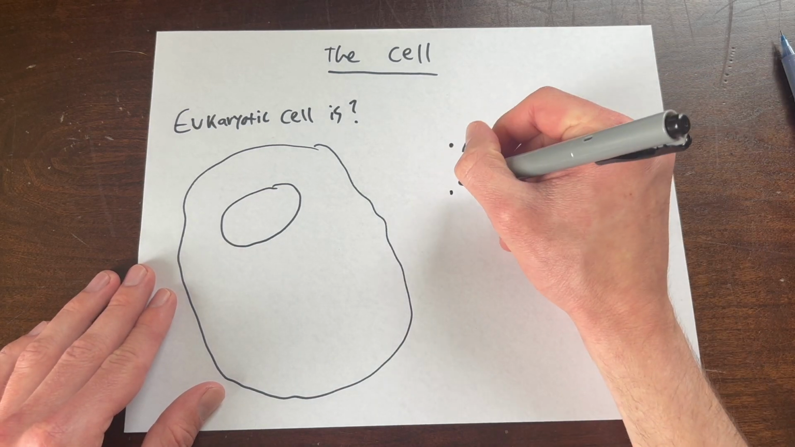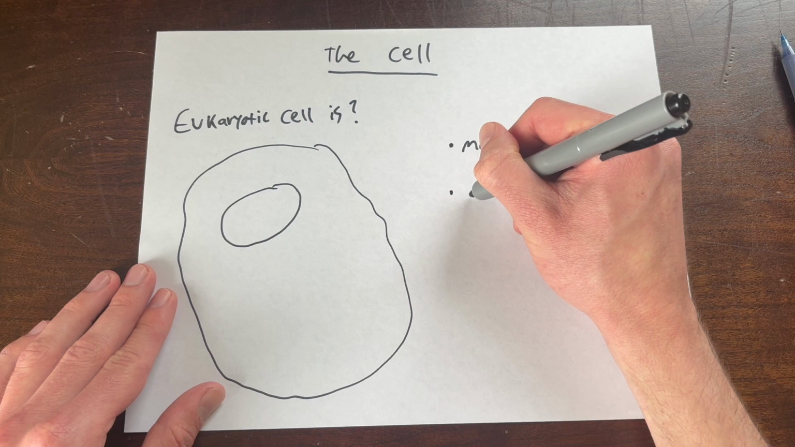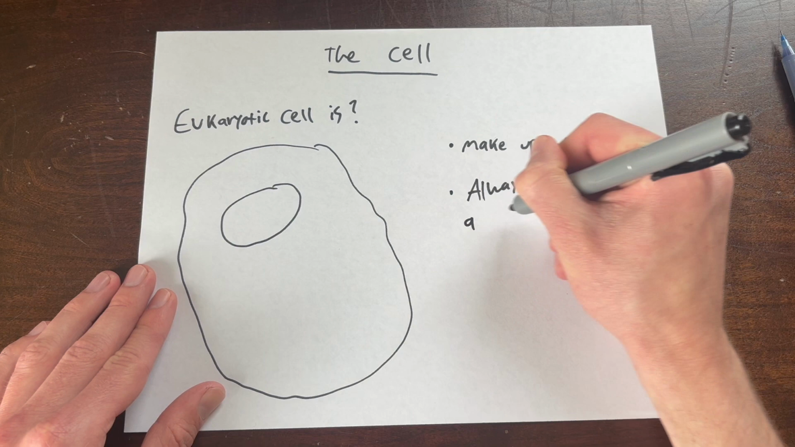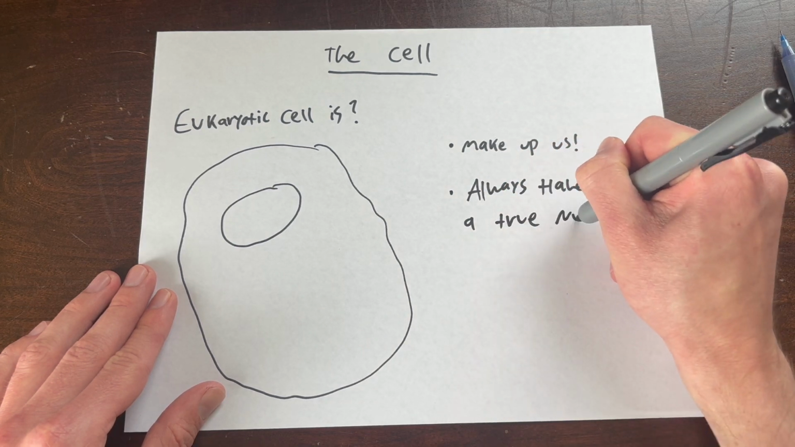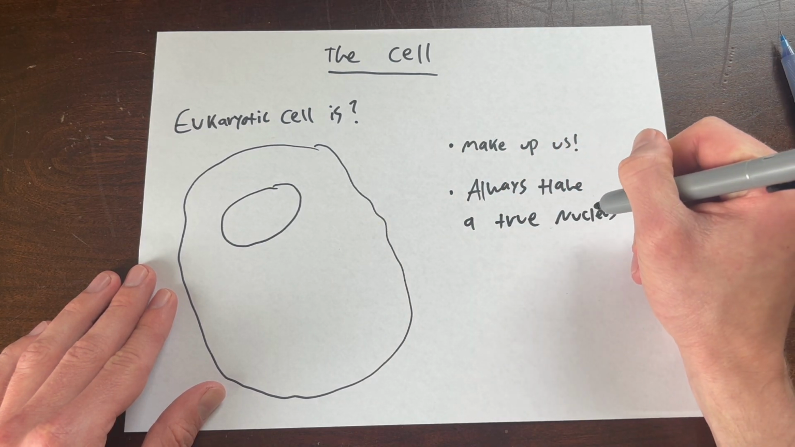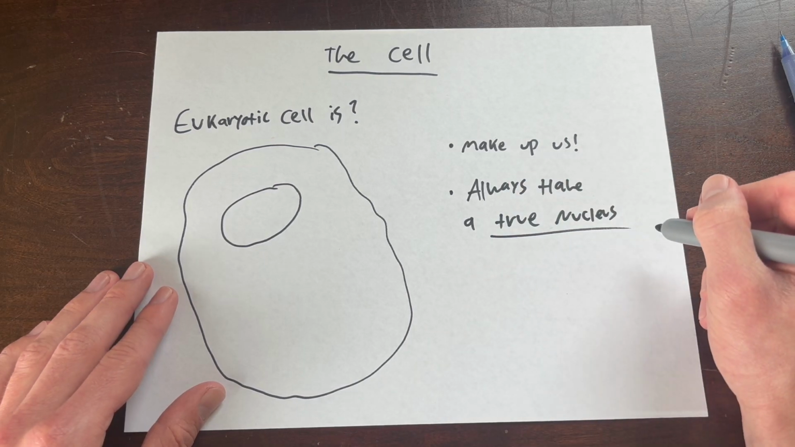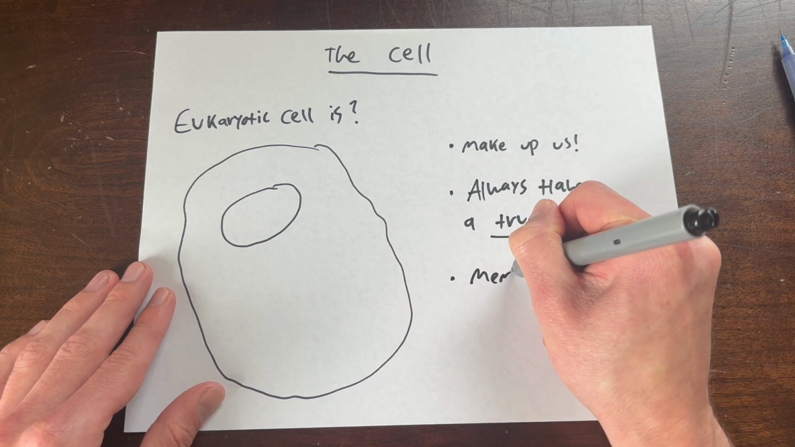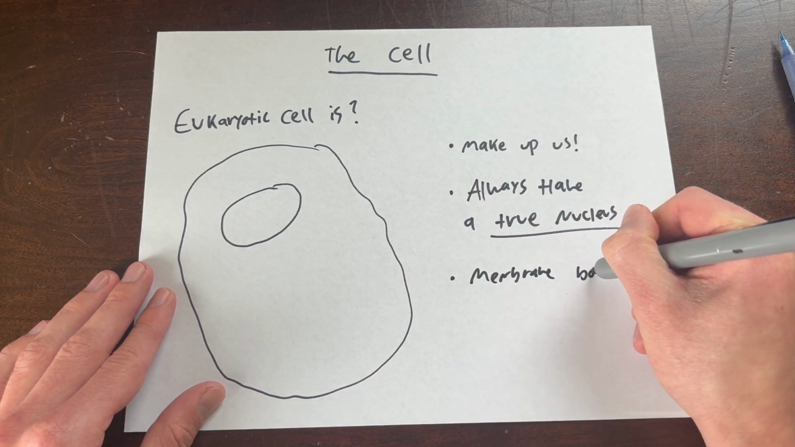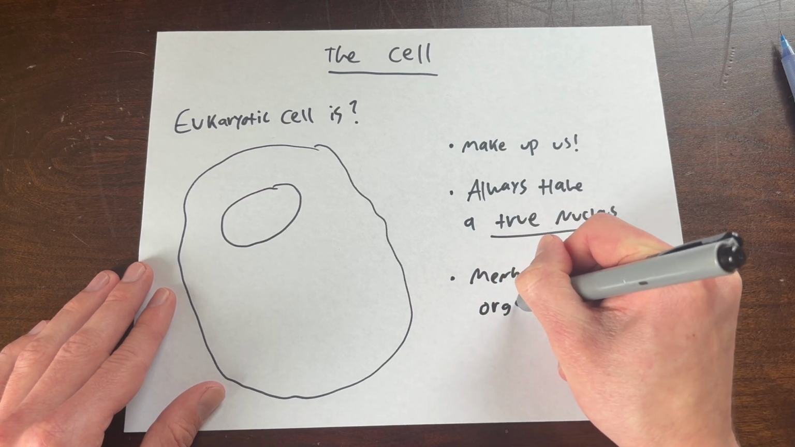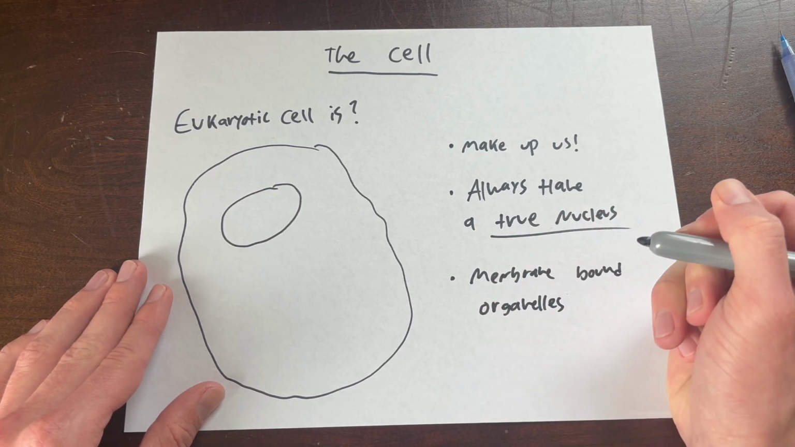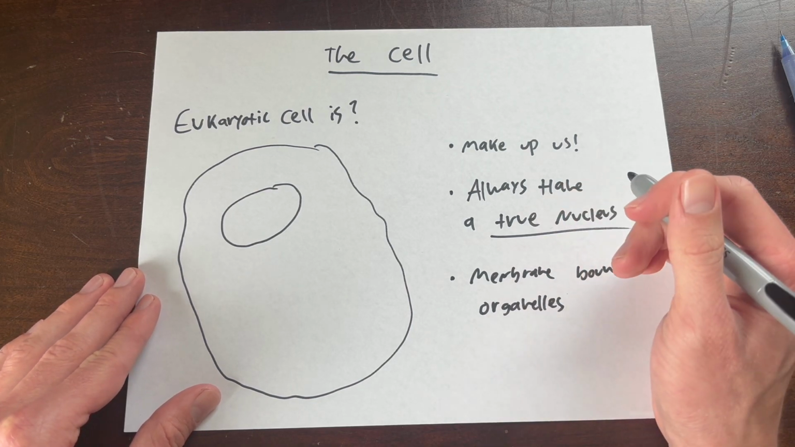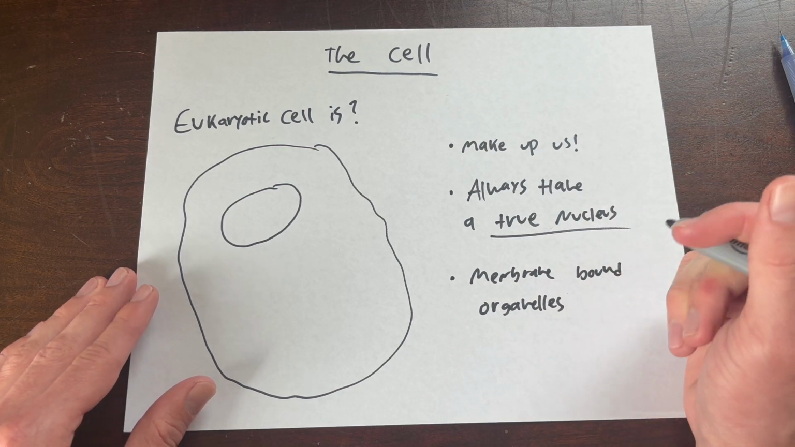Importantly to know, eukaryotic cells always have a true nucleus. I'll cover what that means in a second. They also have membrane-bound organelles. And I apologize for any spelling mistakes. I studied biology and I did not study English, and that's going to become very apparent.